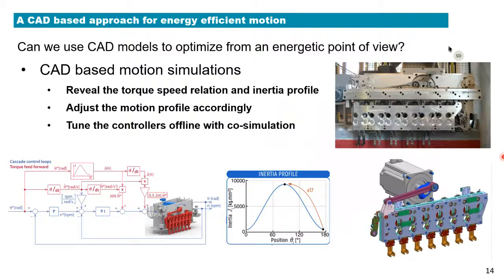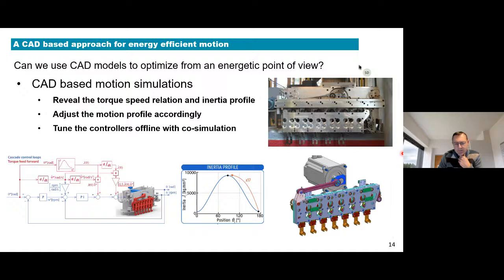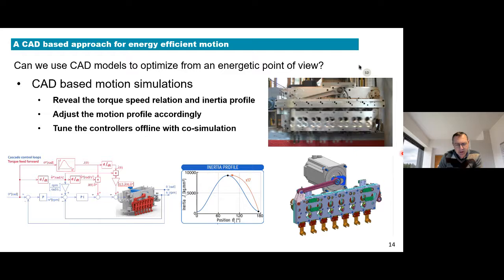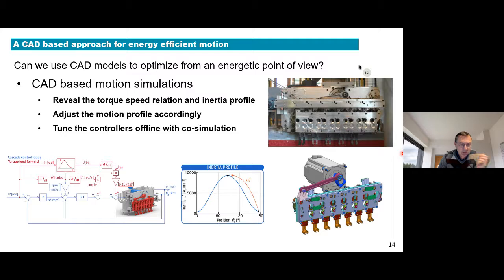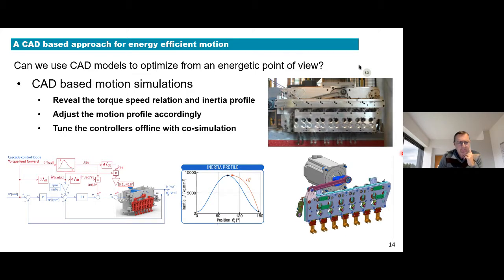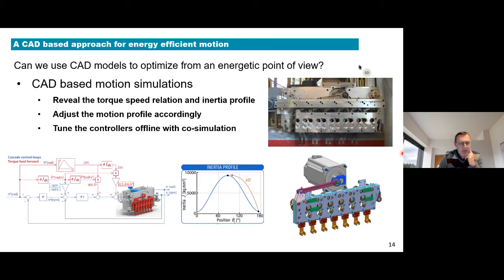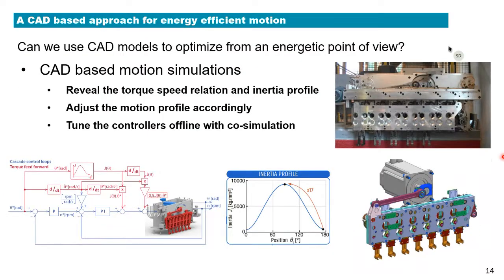So here you can see both the real machine in the lab and the CAD model, which is a pretty good simulation of the real system. And if you have your CAD model, most CAD applications do allow you to add motion to that. Based on that, you can easily reveal the torque and speed relations of such an application and the inertia profile. For the case here, you can see in the middle that the inertia changes by a factor of 17 between two extreme positions. So it's a big change in inertia.